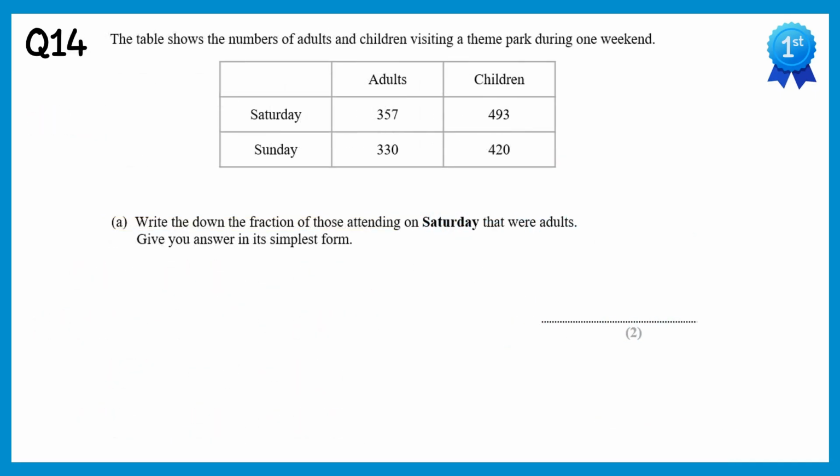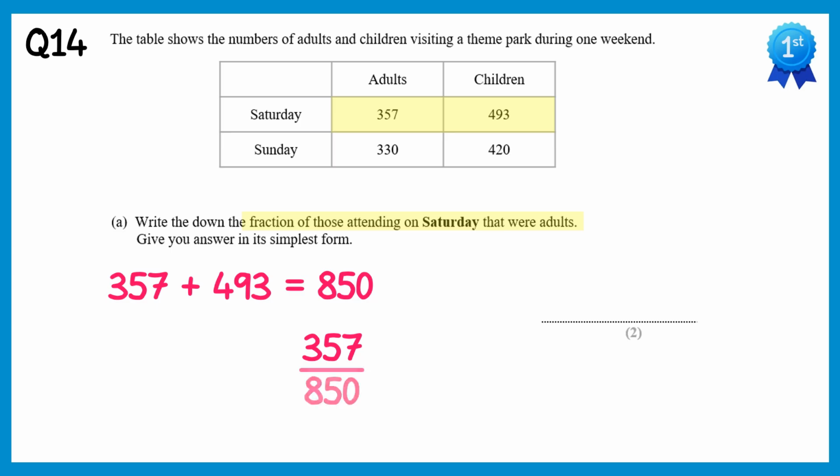For the first part of this question, we need to write down the fraction of those attending Saturday that were adults. So if we look at Saturday in the table, you can see there were 357 adults and 493 children. If we're going to write this as a fraction, we need to work out the total number of people. So let's do 357 add 493, which gets you 850. So the fraction of people that were there on Saturday is 357 over 850.